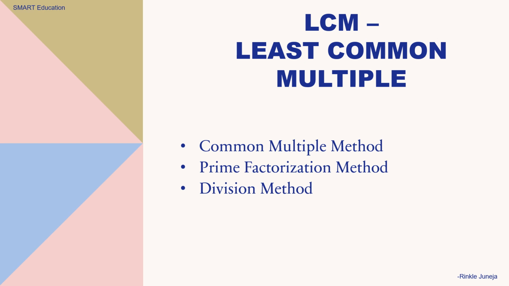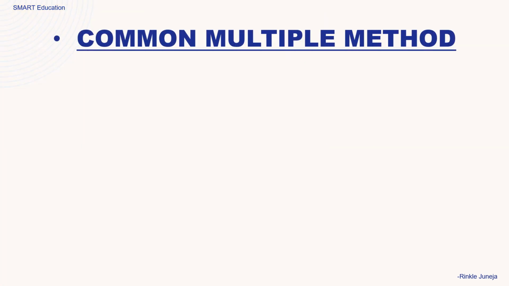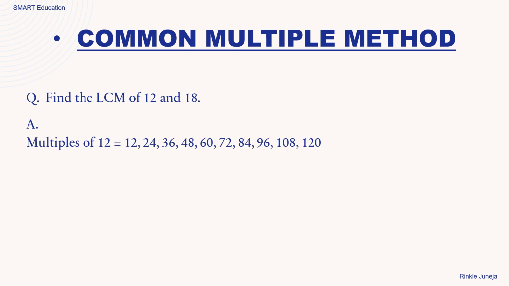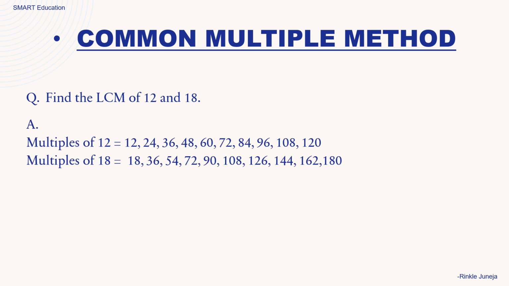as we did for HCF. The first is common multiple method. So let's find the LCM of 12 and 18 again. Here we'll first find the multiples of 12 and 18. Multiples of 12 are so, and multiples of 18 are so. If you don't remember how to find the multiples, please visit our previous video.